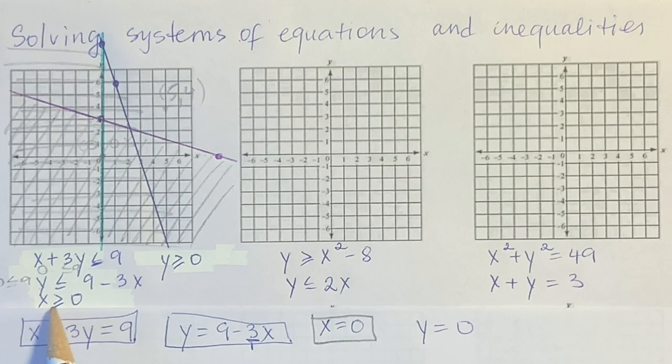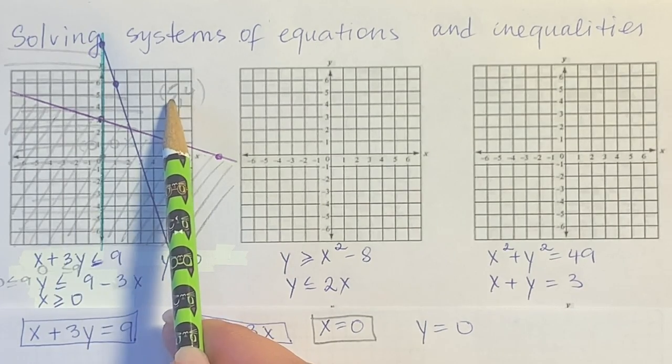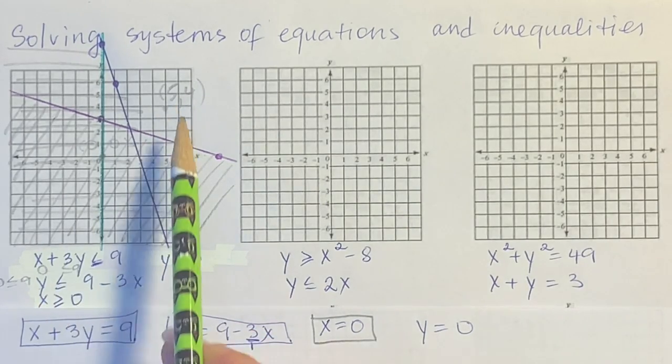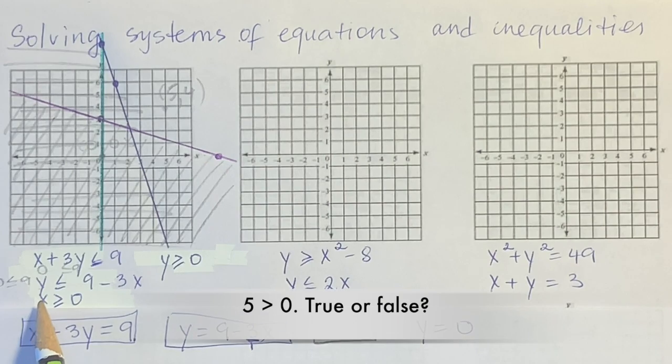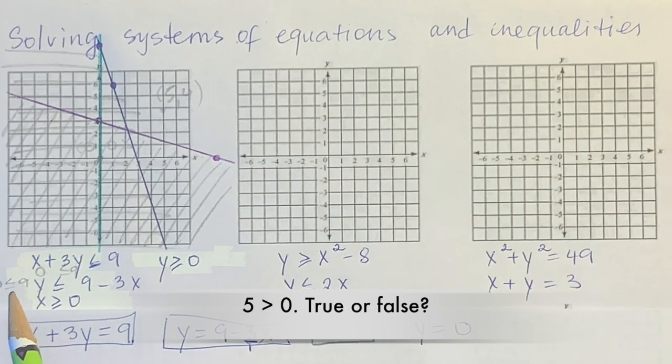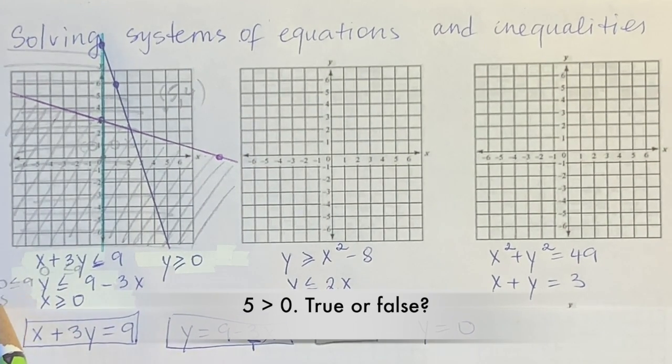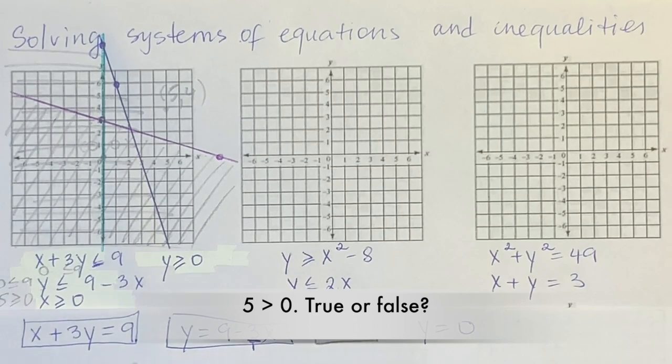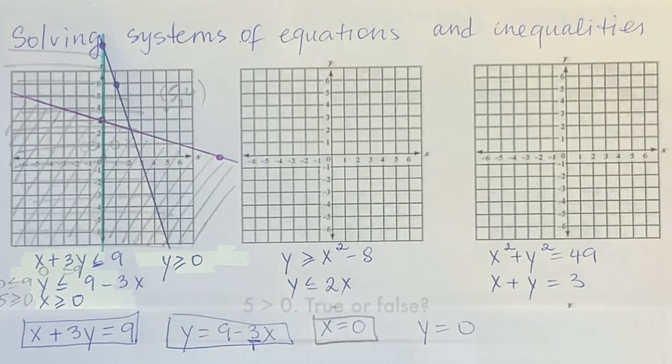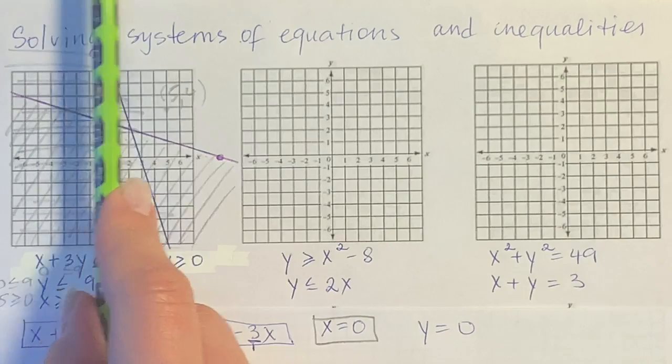The original inequality was x is greater than or equal to 0, so we will replace this x with 5. There is no y to replace, so you just ignore the 4. So replacing x with 5 gives us 5 is greater than or equal to 0. Is this true? Yes. So we will be shading the side of the line where the point was, which means the right side of the line.